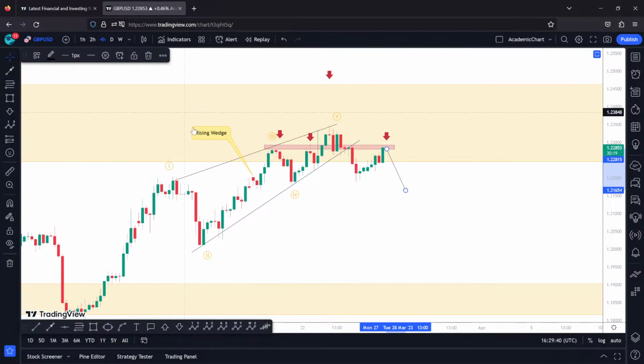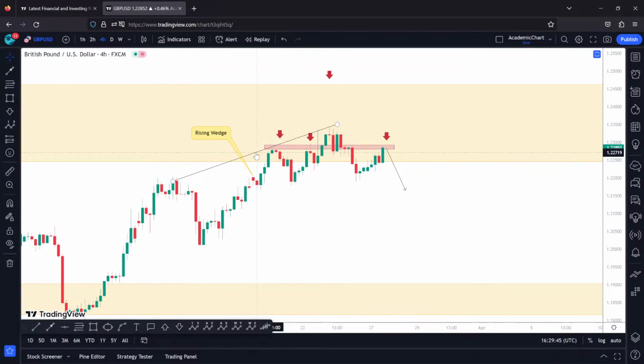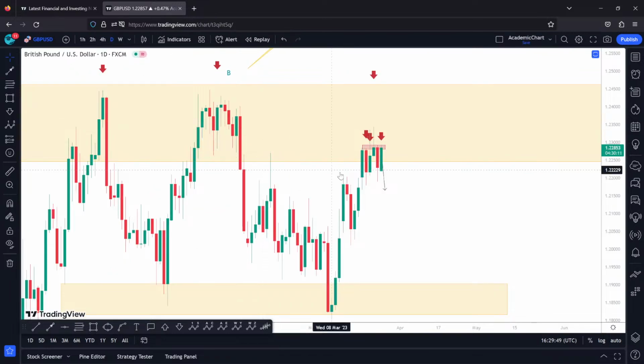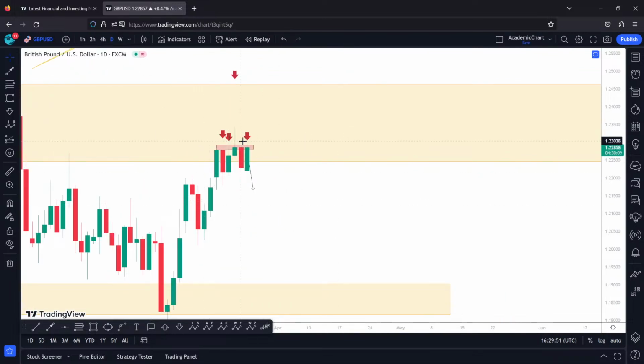In the previous analysis, by the way, now I can remove this rising wedge. Here in the previous analysis, we also talked about that we are going to reach, as we discussed, this level.